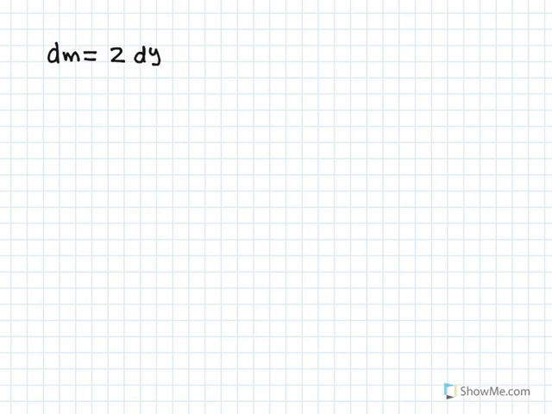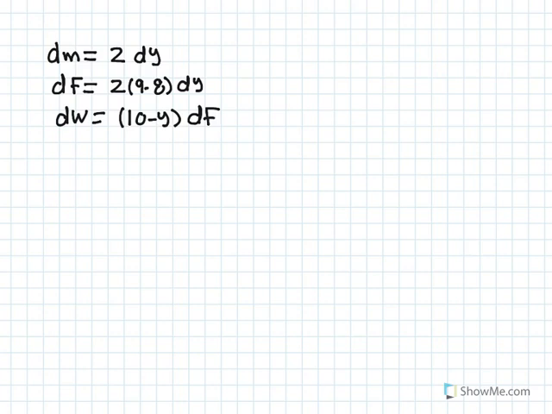Let's find the force of gravity acting on this small piece of cable. Differential force is equal to 2 times 9.8 times dy. This is the force acting on this cable piece. Now let's find the work required to lift this small piece of cable 10 minus y meters to the top of the building. So that's 10 minus y times dF. If we simplify this, we get dW is equal to 10 minus y, now plug in differential force, which is 2 times 9.8 dy.